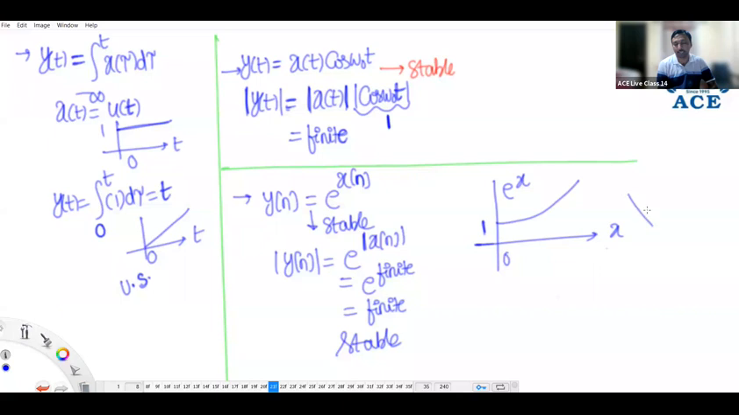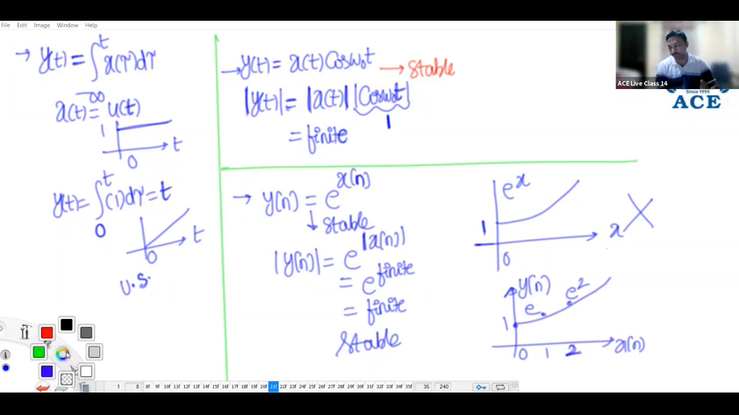This is not a time axis. It is output amplitude versus input amplitude. As long as the input is finite, the output also maintains finite amplitude. Input cannot be infinity. So it is a 100% stable system. As long as input amplitude is finite, output amplitude is also finite.